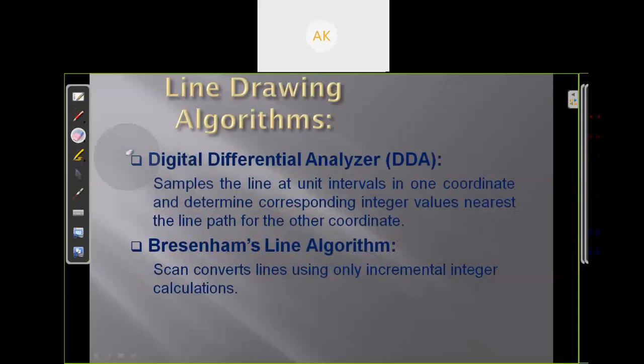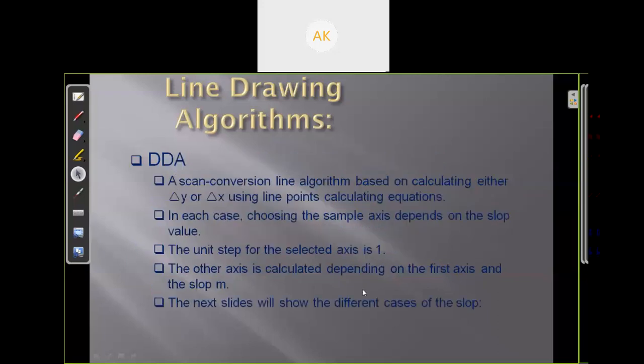The first line drawing algorithm is DDA, Digital Differential Analyzer, which samples the line at unit intervals in one coordinate and determines the corresponding integer value nearest the line path for the other coordinate. We will discuss this DDA in this lecture. The next line drawing algorithm is Bresenham's line drawing algorithm, which converts a line using incremental integer calculation. Both algorithms will be discussed. The first algorithm is DDA, the Digital Differential Analyzer.